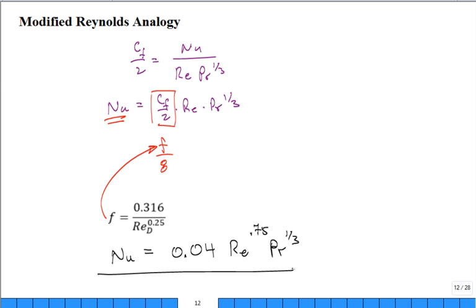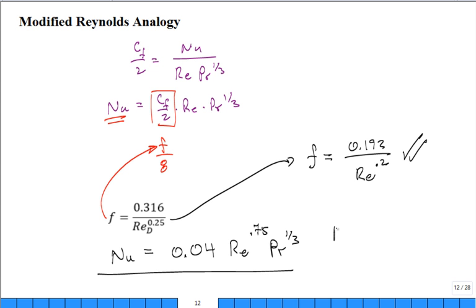Somebody goes back to the Moody diagram and they want to curve fit a different way, and they get that the friction factor is not quite that one, but it's 0.192 divided by the Reynolds to the 0.2. And that's easily done, and when I teach a graduate class, I usually make them do that. Just go back and curve fit a couple points for the smooth tube, and you'll often get an easy expression like this. Then you put that into the modified Reynolds analogy, and you'll get another Nusselt number is equal to 0.0245 Reynolds to the 0.8, Prandtl to the 1/3.